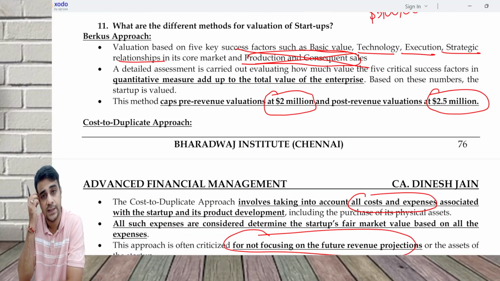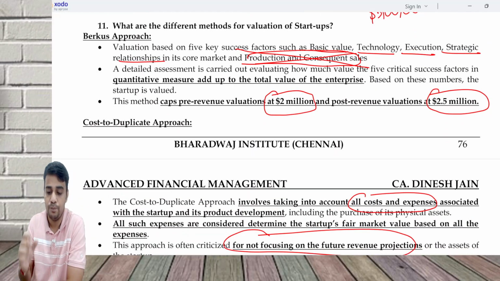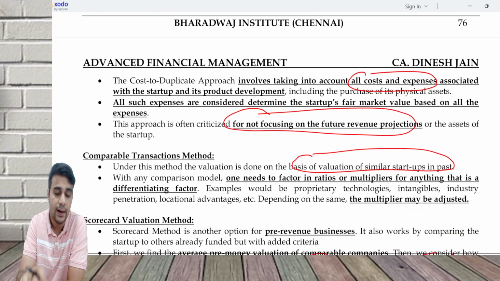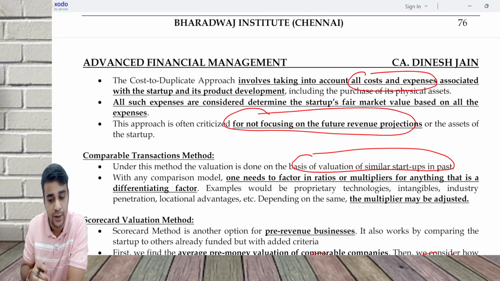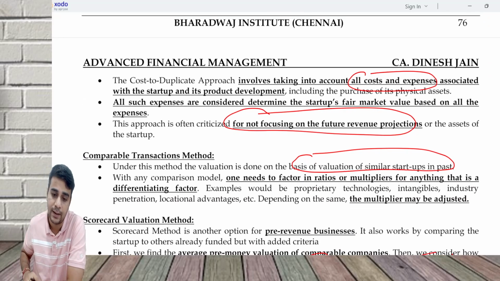Cost to duplicate is all costs incurred to develop the startup and the product development. Add up all the costs and arrive at the value of the startup. Comparable transactions means arriving at the value of the entity based on the value of a comparable company or comparable transaction which has happened in the past.